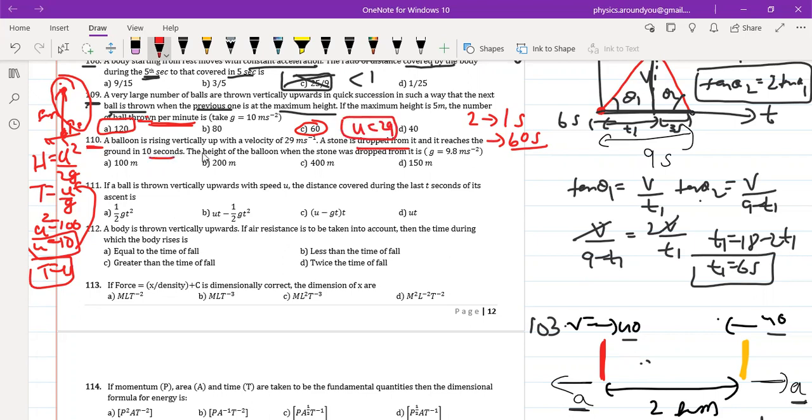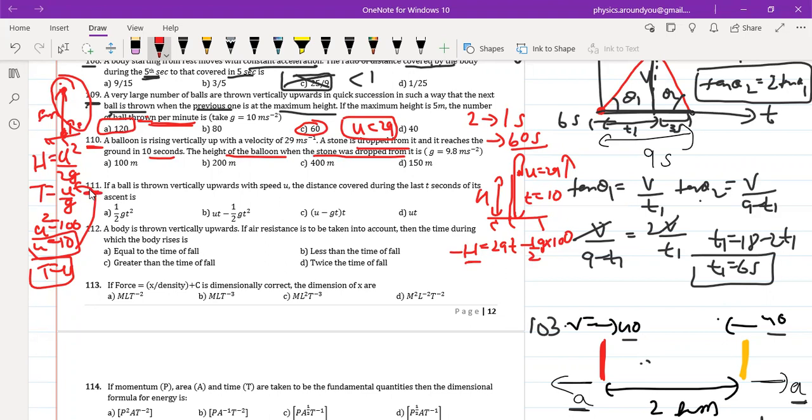It reaches the ground in 10 seconds. What is the height of the balloon when the stone was dropped from it? So, this is the height h. u is 29 upwards. It will go up and reach the ground in total t equal to 10. Use a sign convention. Initially, it was at the top, now at the bottom. From top to bottom, an arrow. So displacement is minus h. Minus h is equal to 29t minus half g into t square, which is 100. So the only unknown here is h, the height of the balloon when the stone was dropped from it. Sign conventions would save the day.